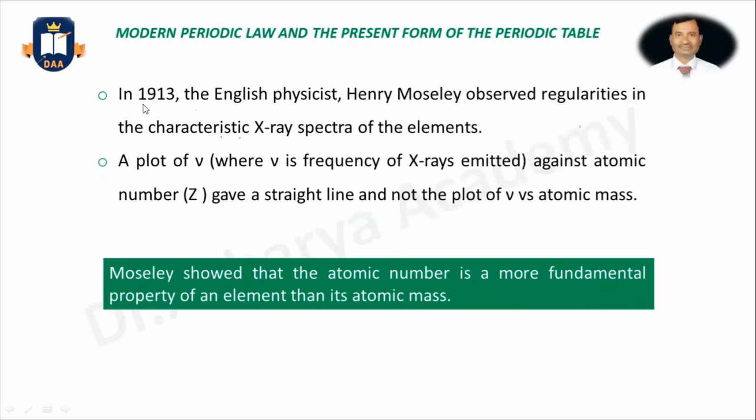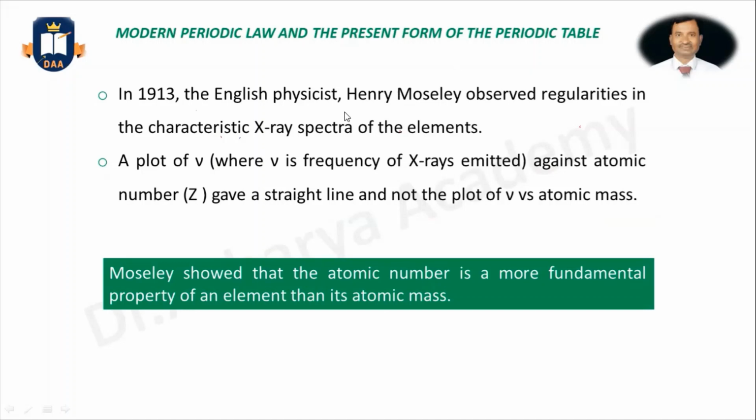So in the year 1913, Henry Moseley observed regularities in the characteristic X-ray spectra of the elements. And he plotted the frequency of X-ray emitted against the atomic number. Because by that time protons and electrons were already discovered, and the number of protons is equal to the atomic number, we know.